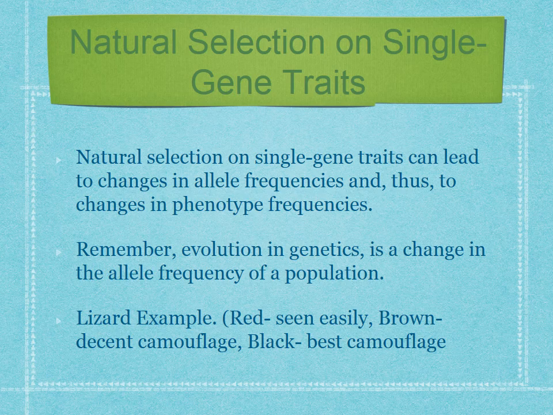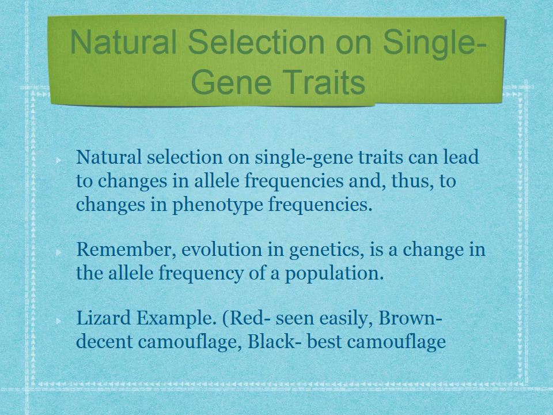So, when we talk about natural selection on a single gene trait, it's going to be able to lead to allele frequency changes. And when we have a change in the allele frequency, we're also going to see a change in phenotype frequencies. Remember, when we talk about evolution and genetics, a change in the allele frequency of a population is what evolution is.